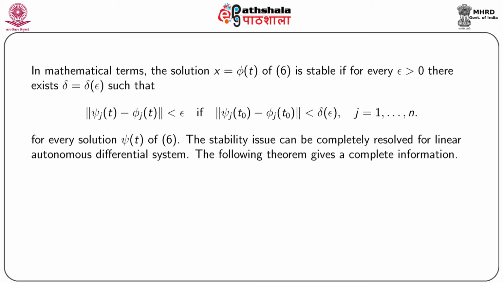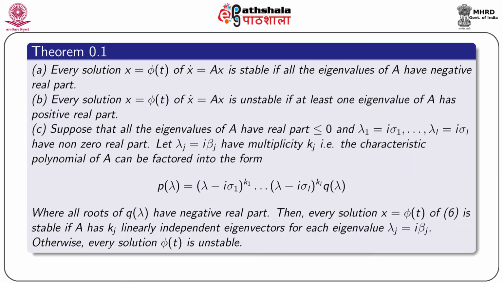The stability issue can be completely resolved for linear autonomous differential equations, and the following theorem gives the complete information. Every solution x equal to φ(t) of x dot equal to A x is stable if all the eigenvalues of A have negative real part. Every solution x equal to φ(t) of x dot equal to A x is unstable if at least one eigenvalue of A has positive real part.